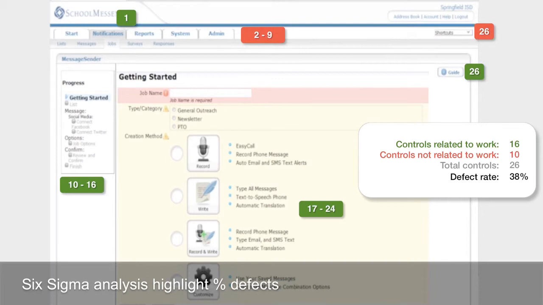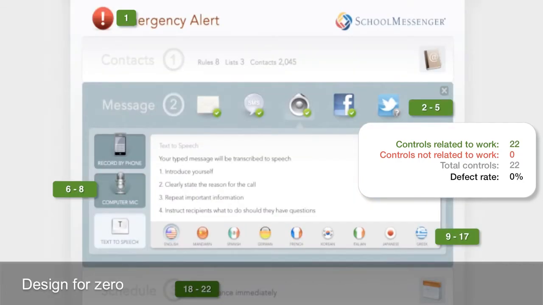Now, if you look at this piece of software from a Six Sigma analysis, there are 26 controls that a user might have to interact with to do that emergency recording. 16 of them relate to the work, 10 do not relate to it. So from a defect perspective, there's about a 38% defect rate. Now, if you were to look at the updated design, what you see is there are 22 controls, fewer controls to understand. All the controls relate to the work, so effectively there are 0 defects.